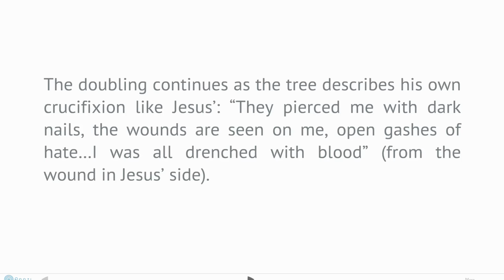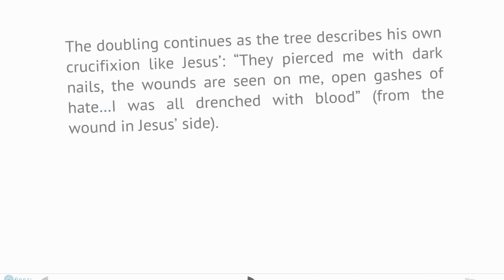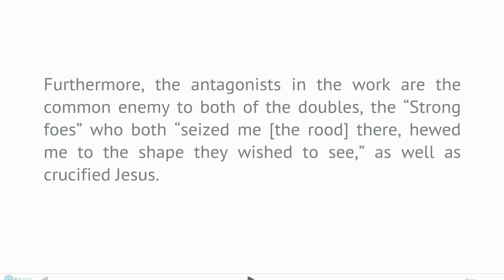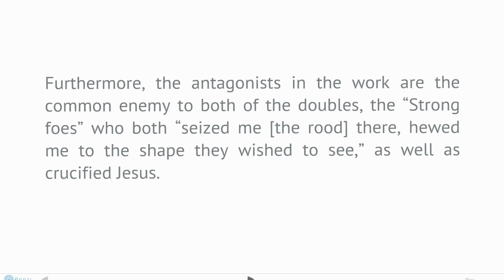But again, it's to connect up these two deities. So the same exact thing is happening to both of them, inflicted by the same people. And those antagonists are the common enemies of both, those strong foes who seized the root there, hewed me to the shape they wished to see, as well as crucified Jesus. This is clever in the sense that it aligns these two religions. There's a common enemy, and it is common to both the Rood and to Jesus.